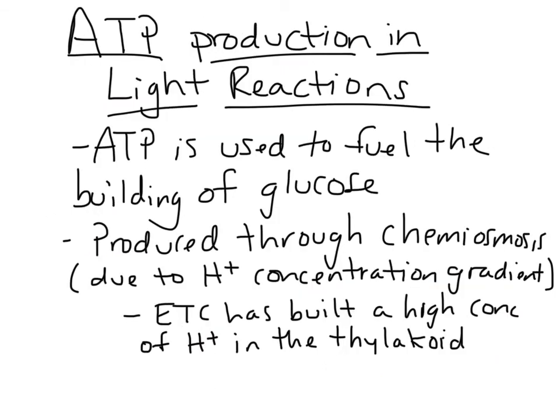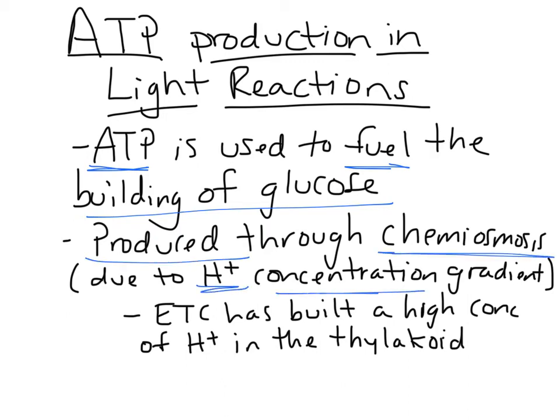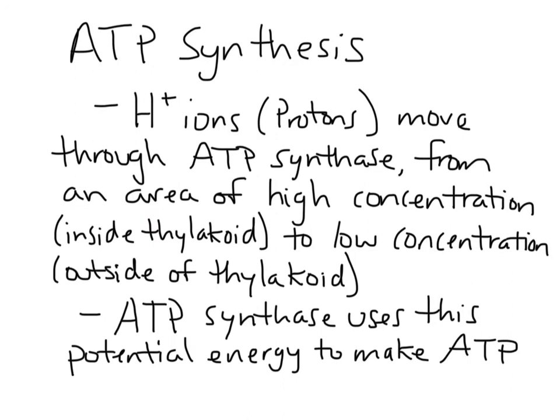So ATP is also produced during the light reaction, and it's used to fuel the building of glucose. So it is a product of the light reaction that then goes into the light independent reaction, also known as the Calvin cycle. And it's produced through chemiosmosis. So due to that H plus concentration gradient that we created, chemiosmosis, so movement of something else, a chemical, the electron transport chain has built a high concentration of H plus in the thylakoid, and this causes ATP to be generated through what we call ATP synthase.